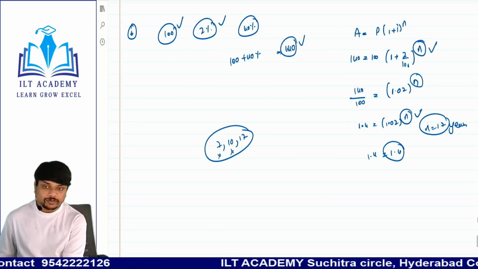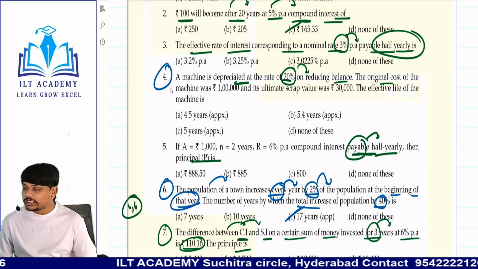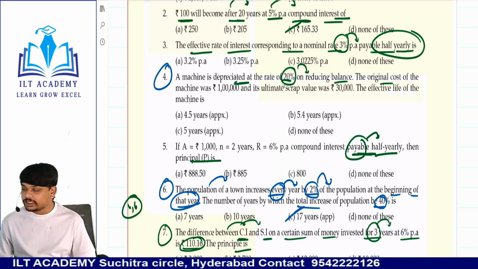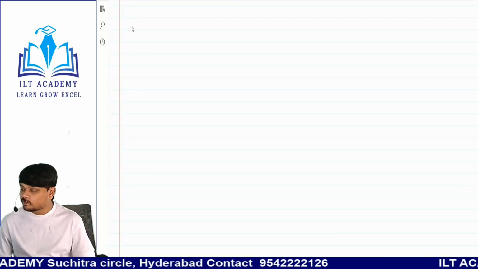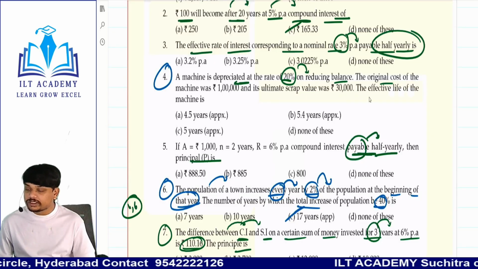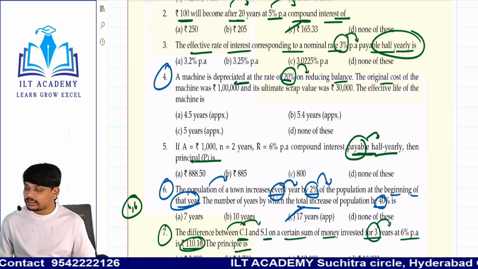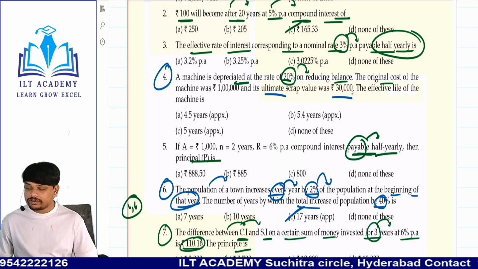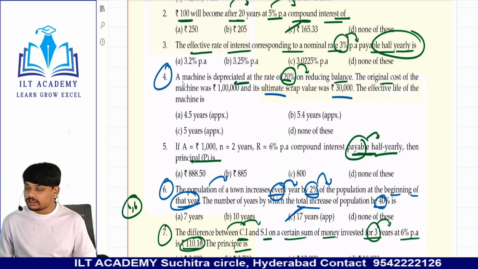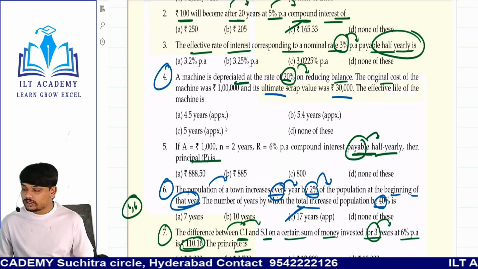Now see, ma'am. A machine is depreciated at a rate of 20% on the reducing balance method. So the WDV method, 20% is coming. Depreciation rate is 20. Original cost of the machine is 1 lakh. And its ultimate scrap value is 30,000. So the effective life of the machine is what? Time is question mark.